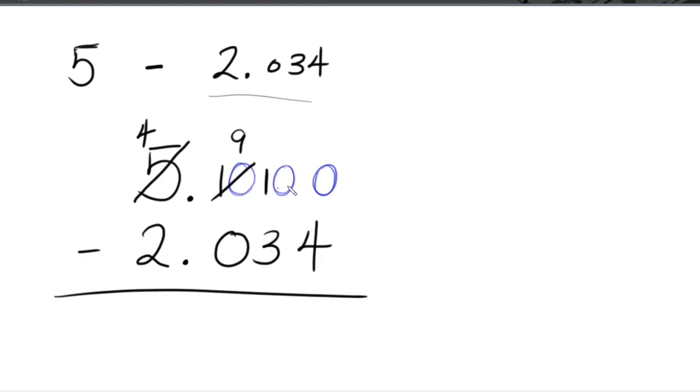And this will become 10 hundredths. And now this neighbor can finally say, oh, I'm going to borrow from them now. So they have 9 hundredths left. And now we have 10 thousandths. So 10 thousandths take away 4 is 6. 9 hundredths take away 3 is 6. 9 take away nothing is 9. Bring your decimals straight down. And then 4 ones take away 2 ones is 2.